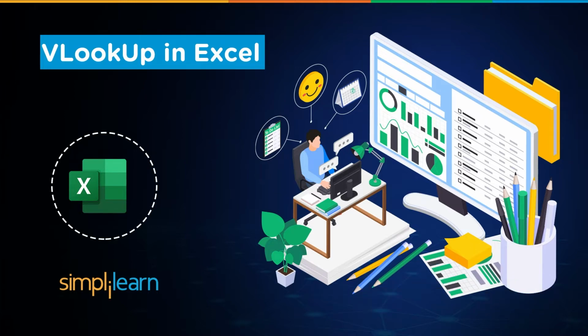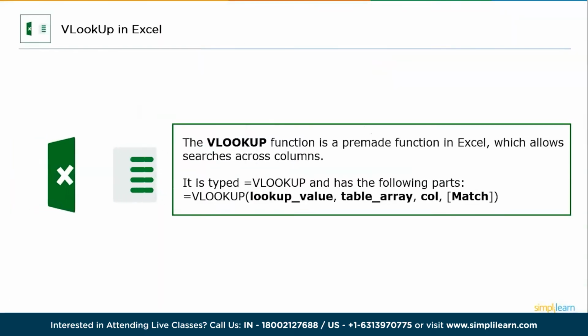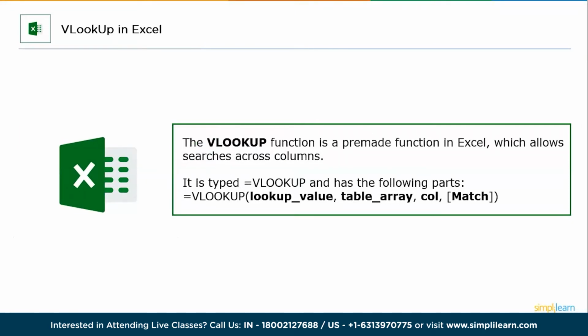Now without further ado, let's get started with Vlookup in Excel. So what exactly is the Vlookup function? Basically, the Vlookup function is a lookup method used to fetch data from a tabular data set. Vlookup is a pre-made function in Excel which allows searches across columns.